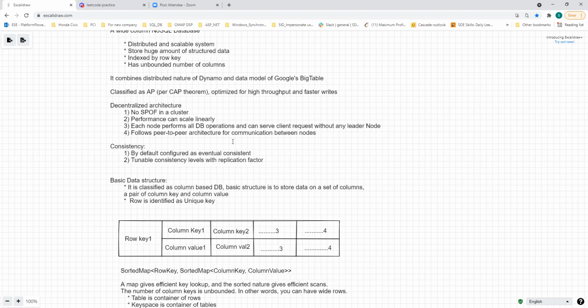So in Dynamo, we had that hash ring, and the first node which came in that hash ring range was considered to be a coordinator node, proceeding with its replicas. But here, the coordinator node is slightly different. Whichever node receives a client request will be a coordinator node.